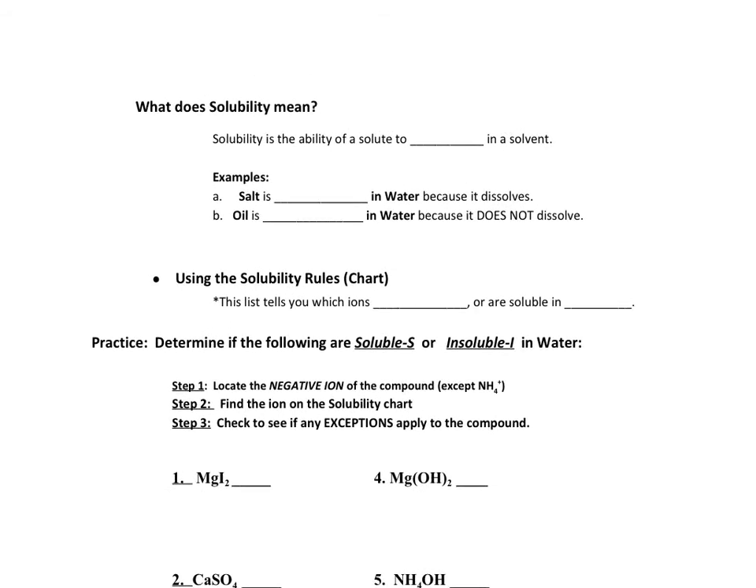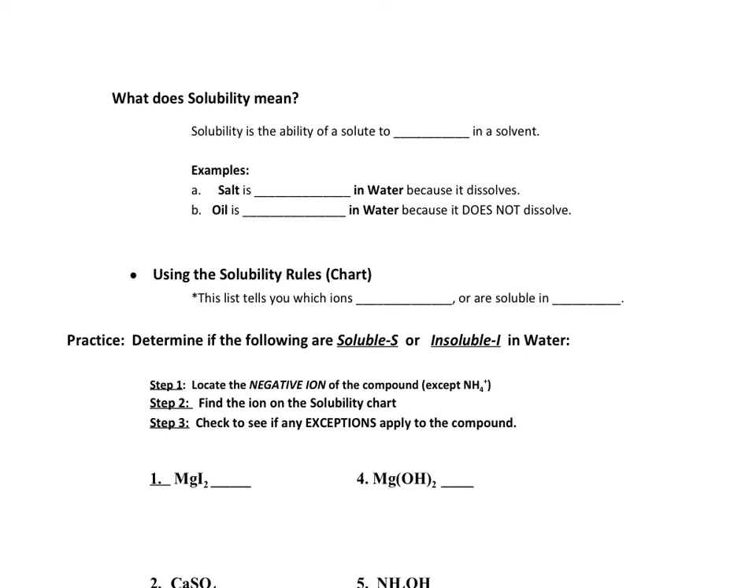All right, so moving on, I'm going to zoom in here. What does solubility mean? Solubility is the ability of a solute to dissolve in a solvent. So it's how well a solute dissolves in a solvent. An example that we've looked at is salt in water. If I pour salt in water, eventually the salt will dissolve because salt is considered soluble in water.